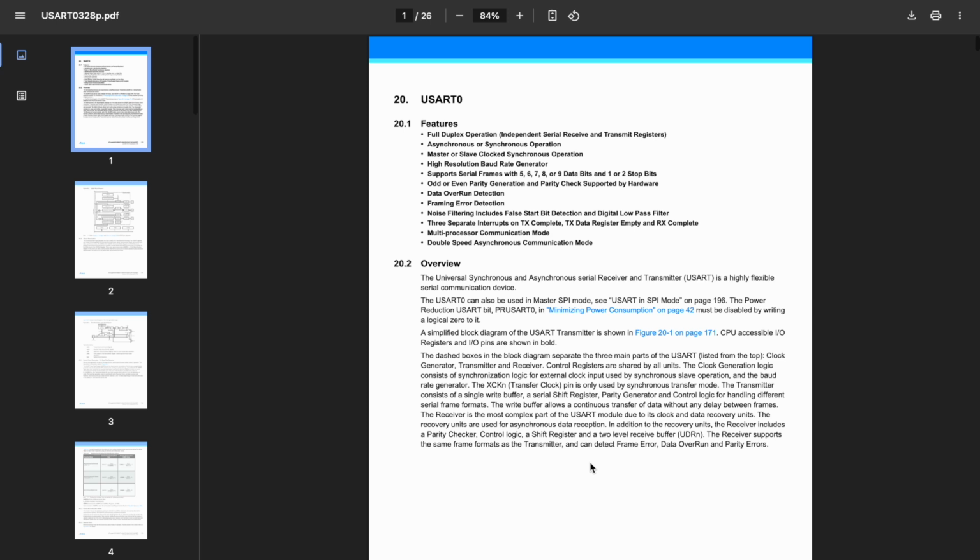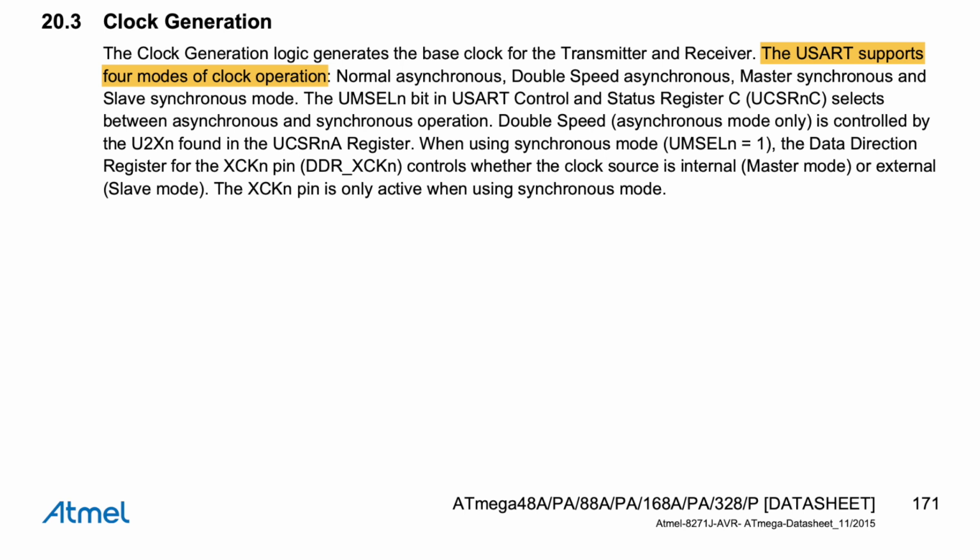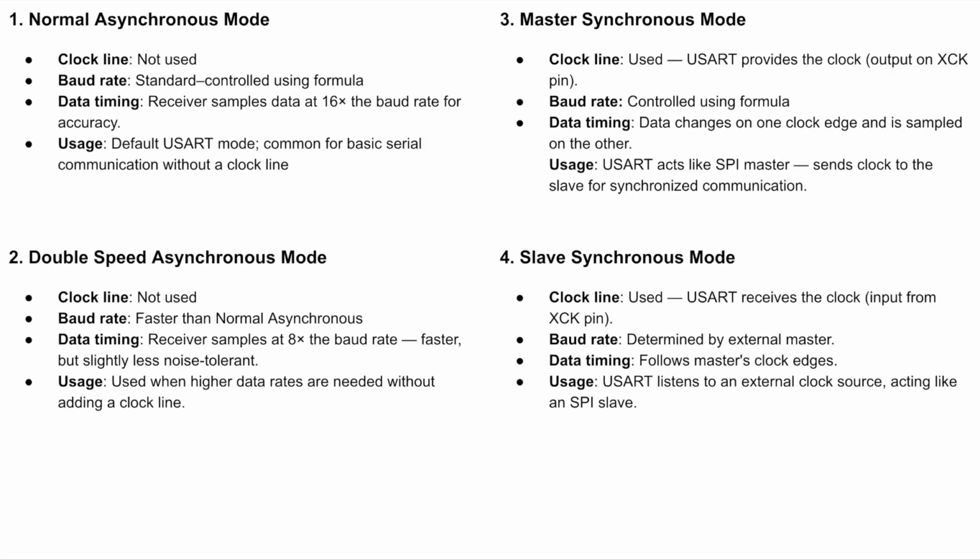Using the USART chapter within the ATmega328P datasheet, it's relatively easy to get it working. The first thing you'll note is that there are 4 types of clock generation, and these are different ways a serial monitor can be used to communicate. For our purpose, we'll use normal asynchronous mode. If you're curious about the modes, here's a brief overview of the differences between them.